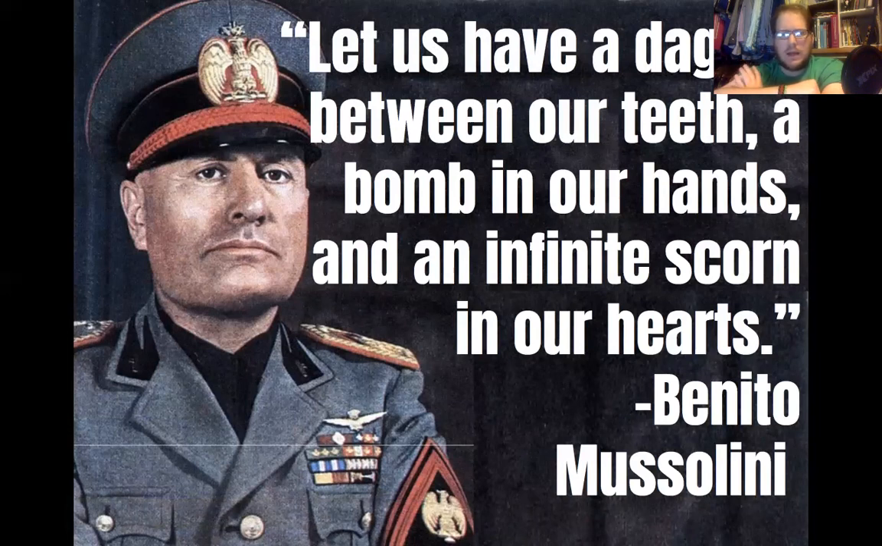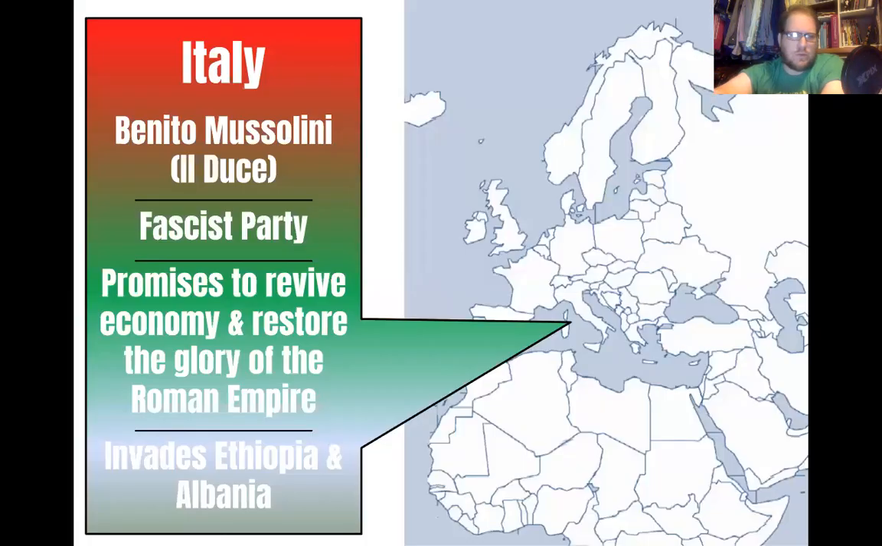So Benito Mussolini, the fascist prime minister of Italy at the time, said, "Let us have a dagger between our teeth, a bomb in our hands, and an infinite scorn in our hearts." He is kind of reviving some of the elements of militarism and nationalism in this statement that we talked about leading into World War II, right? This notion of Italy needs to rise up and restake its claim to greatness that was kind of taken from it because of other prevailing social movements.